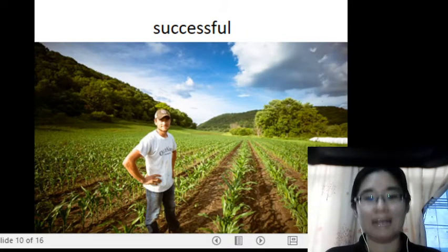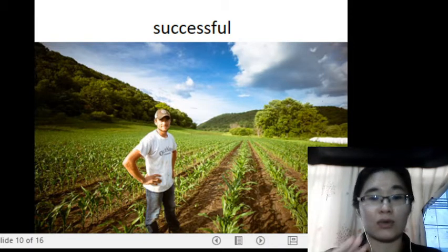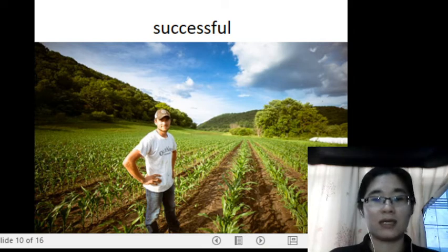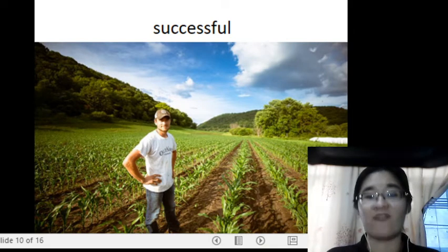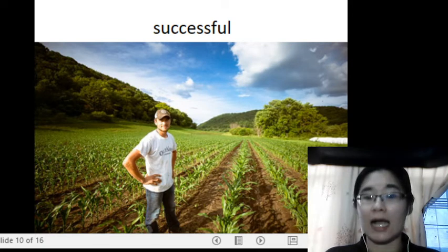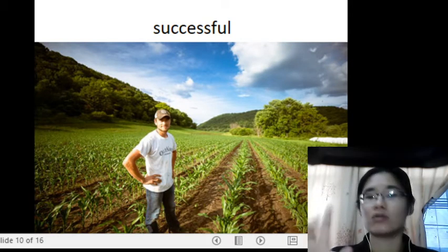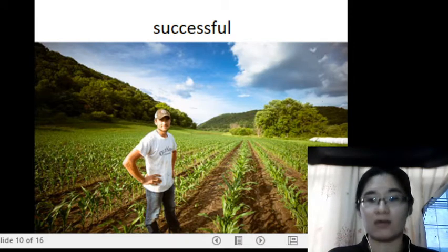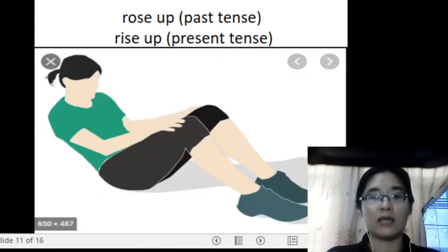And successful. Successful means you see that the vegetables are growing very well. This person is a successful farmer, a famous farmer, because he can grow good vegetables, organic, no pesticide, no spraying, very fresh, very big, enormous. And the last one, rose up is past tense, rise up is present tense.